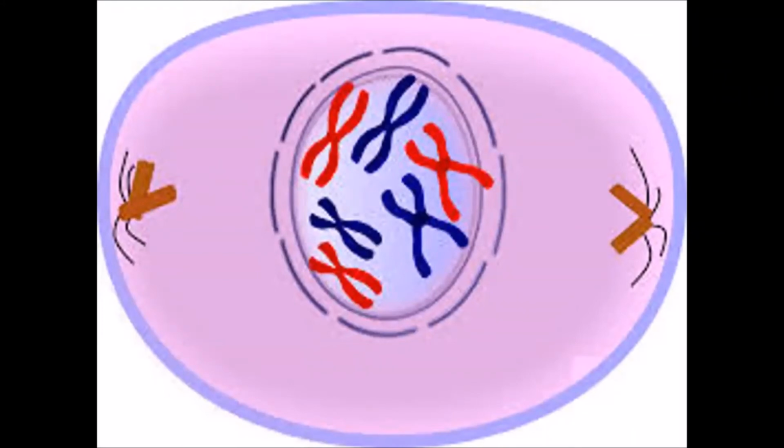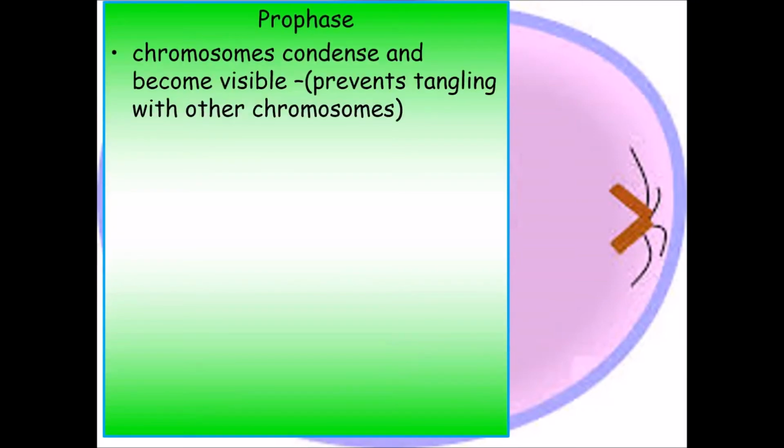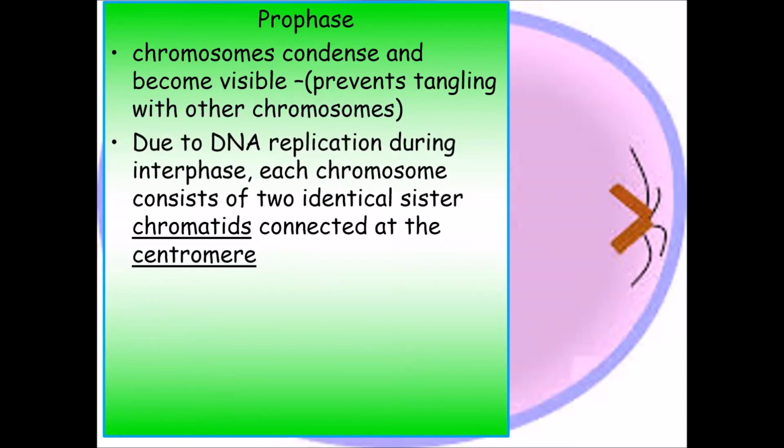Also, the centrioles have moved to the poles of the cell so they can hook the chromosomes and pull them to each end of it. So the chromosomes become visible. It prevents them tangling up with one another because chromatin is way too dispersed to be able to maneuver around easily. They also replicated fully, so they end up with two identical sister chromatids, and they're attached in the center by the centromere. That's the point that the centrioles and the spindle fibers are going to hook onto.